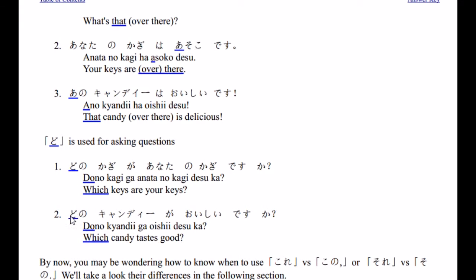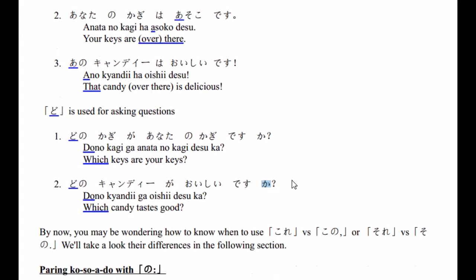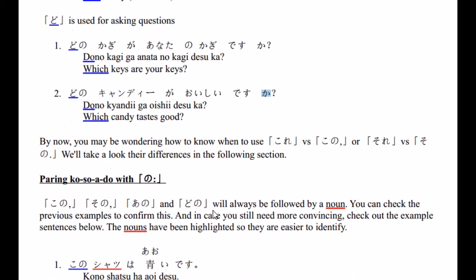So again, we're asking a question, so we use do. And please notice how we're using ka, just like we learned before. When we're asking questions, we use ka. All right, so now you might be wondering, how do I know when to use kore versus kono or sore versus sono? Okay, so we're going to look at the differences in the following section.